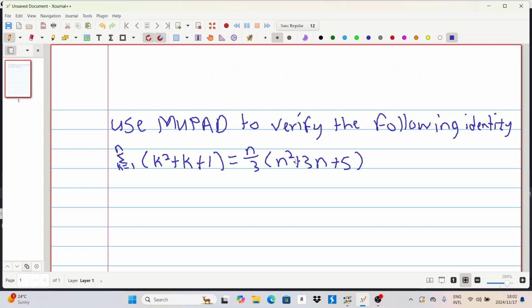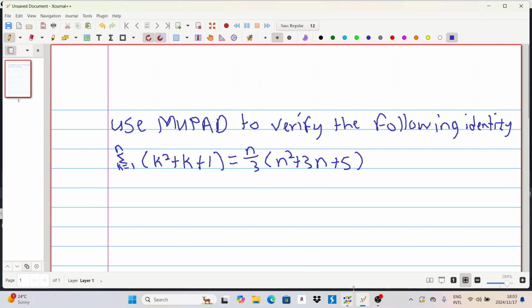On today's lesson, we'll be using MuPAD to verify the following identity. MuPAD, you find it in MATLAB to solve mathematical problems. So we have the summation of k starting from 1 to n of k squared plus k plus 1 is equal to, so we want to verify that the left hand side is equal to the right hand side. We're going to do that using MuPAD.